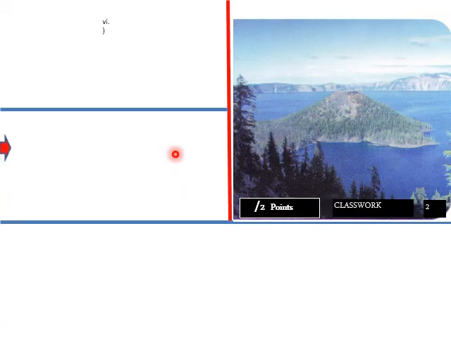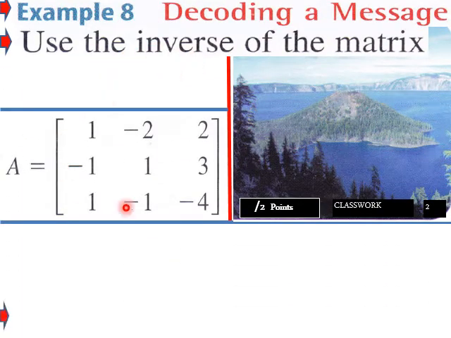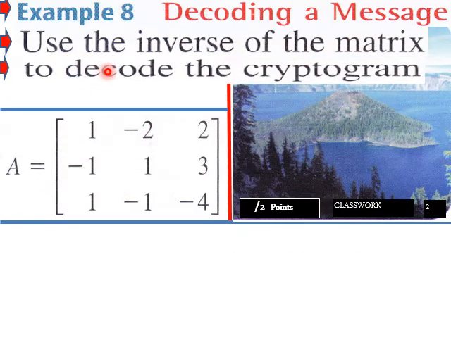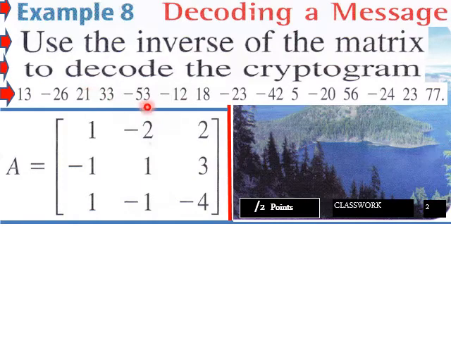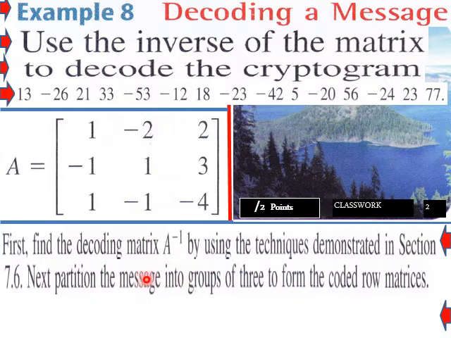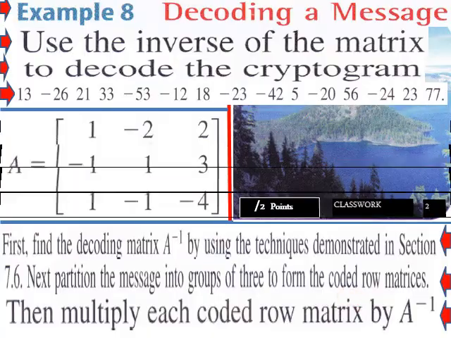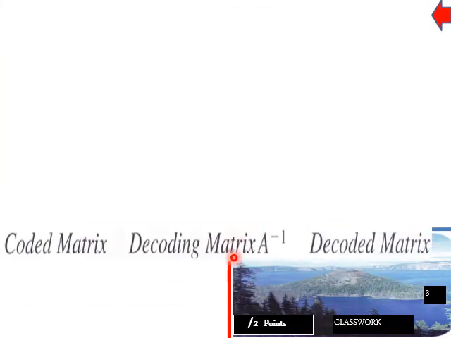So let's try one. Example 8, decoding a message. Use the inverse of this matrix here to decode the cryptogram here. So to decode this, what's our first step here? First, find the decoding matrix inverse A by using the techniques demonstrated in section 7.6. Next, partition the message into groups of 3 to form the coded matrices. And then multiply each coded row matrix by the inverse of A. So, okay, that sounds like a plan.